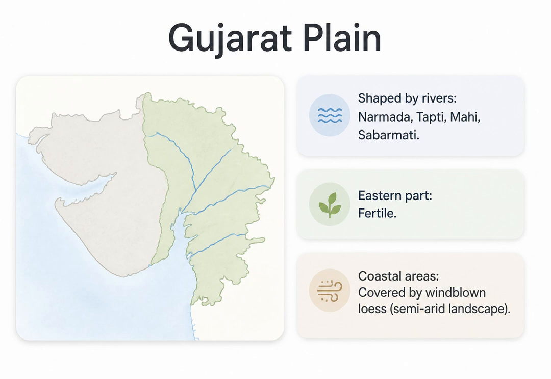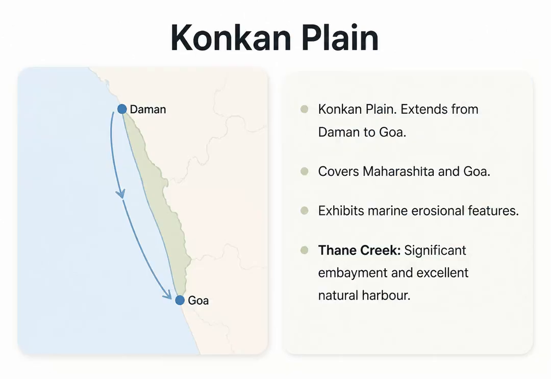While the eastern part of this plain is highly fertile, thanks to these rivers, the coastal areas are mostly covered by wind-blown loess, creating a drier, semi-arid landscape. South of the Gujarat Plain lies the Konkan Plain, stretching from Daman all the way down to Goa, covering the coastlines of Maharashtra and Goa. This plain is characterized by marine erosional features, where the sea has carved into the land. A prime example of this is Thane Creek around Mumbai.